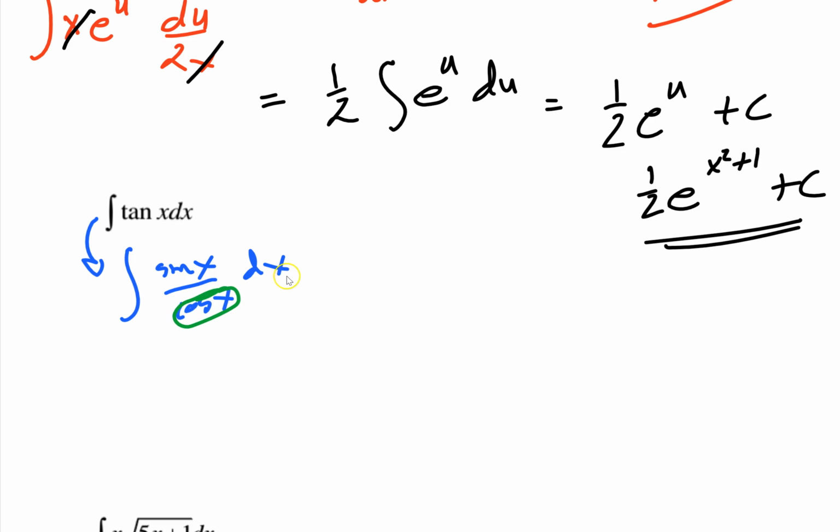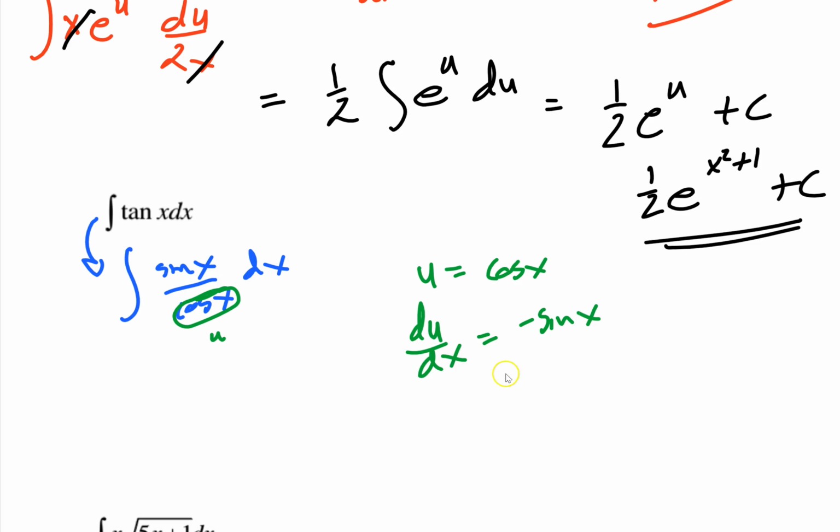That one, when I plug my thing back in, hopefully it cancels with the sine. Again, if you're not sure, just pick one. Try sine and see if it works. But the trick is going to be, let it be the bottom one. So my u is going to be cosine x. We're going to take the derivative of both sides. So du over dx equals the derivative of cosine, which is negative sine x.